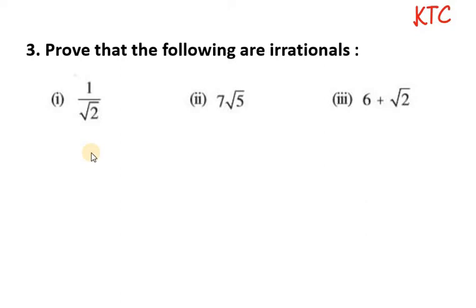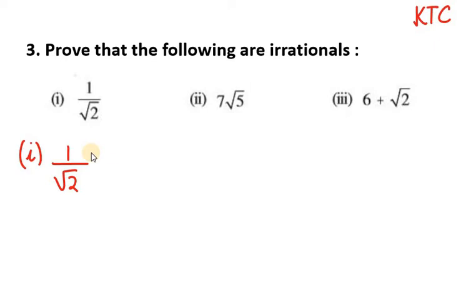Hello everyone, let's start with question number 3. In this, we need to prove that the following are irrationals, and we need to prove the three parts under it. The first part says 1 over under root 2. Again, we need to prove that 1 over under root 2 is an irrational number.